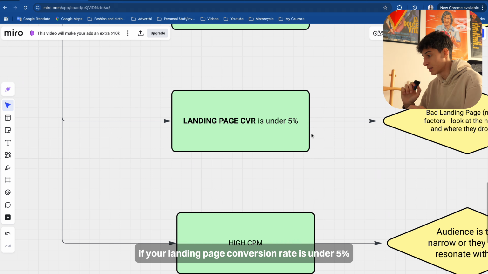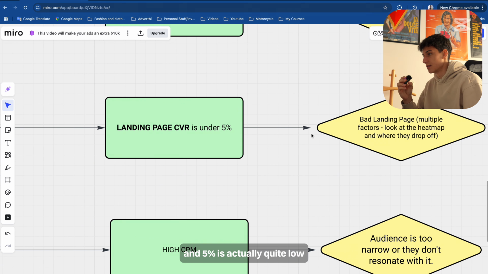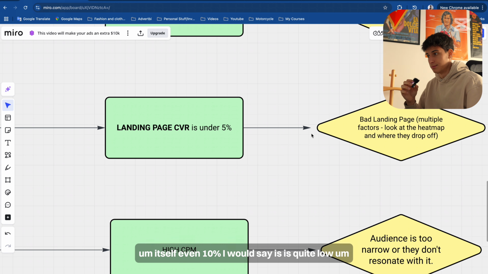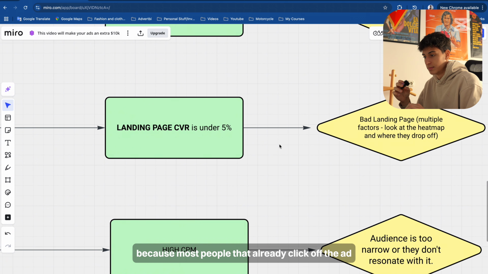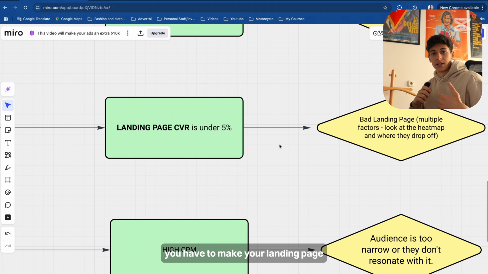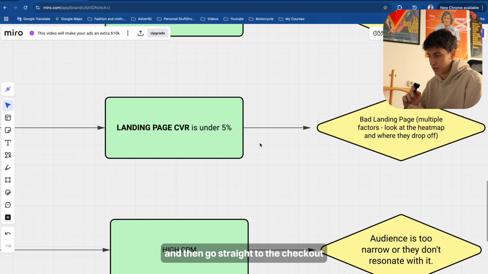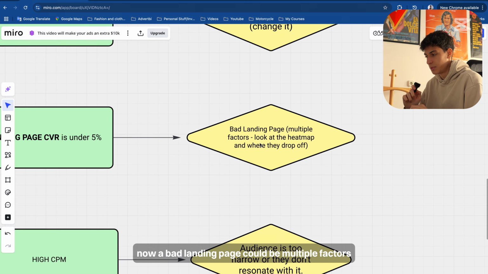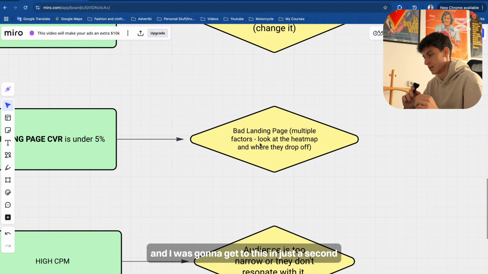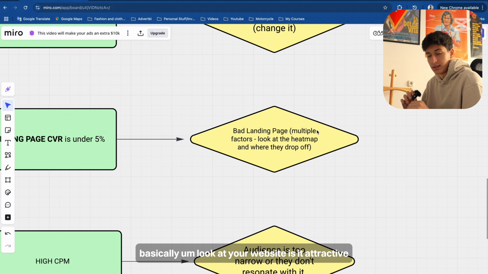If your landing page conversion rate is under 5%, and 5% is actually quite low, even 10% I would say is quite low, because most people that already click off the ad have an interest. So you have to make your landing page in a way where people actually add the product to cart and then go straight to the checkout. Now, a bad landing page could be multiple factors, and I was going to get to this in just a second. You want to look at a heat map and where they drop off, basically.